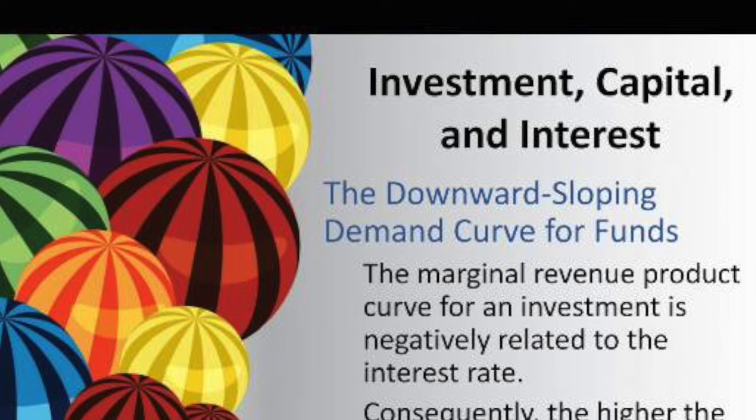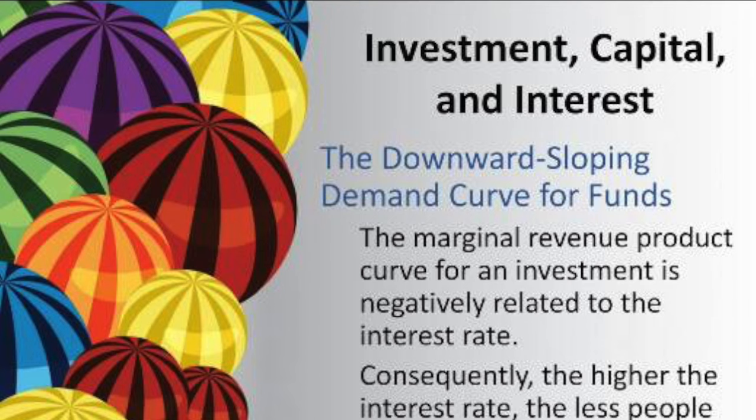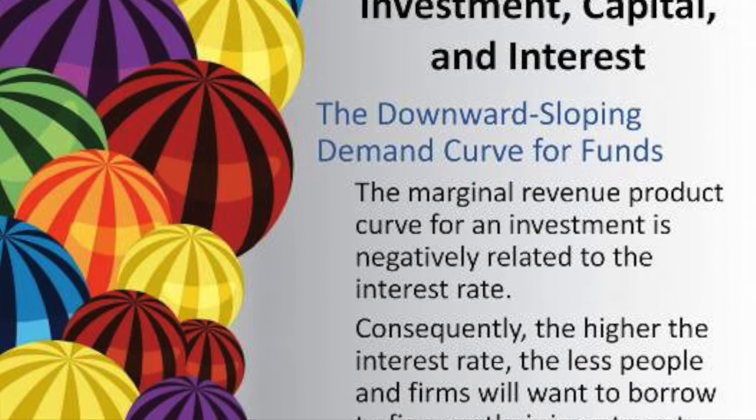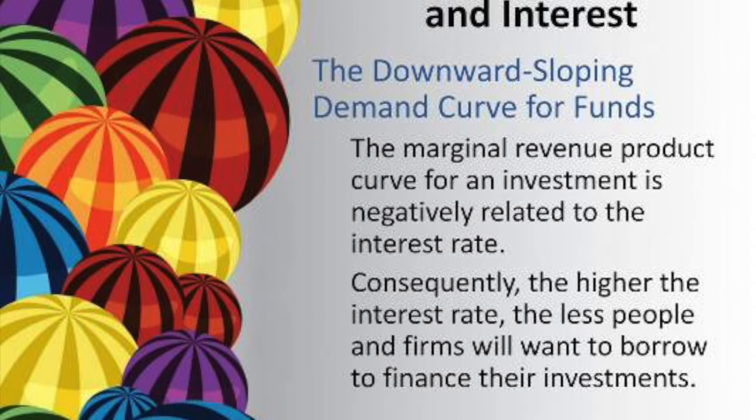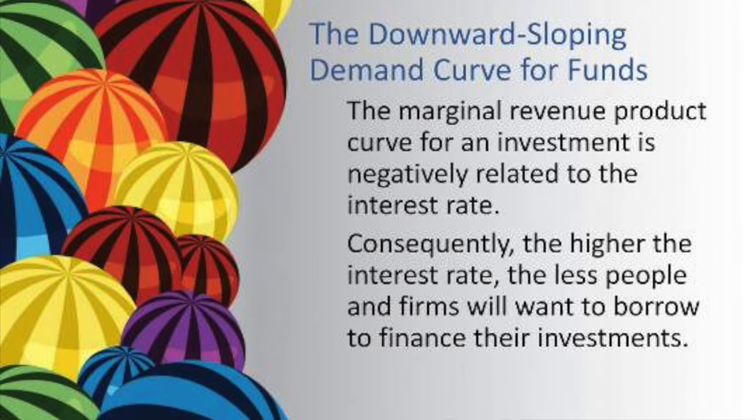The downward sloping demand curve for funds. The marginal revenue product curve for an investment is negatively related to the interest rate. Consequently, the higher the interest rate, the less people and firms will want to borrow to finance their investment.